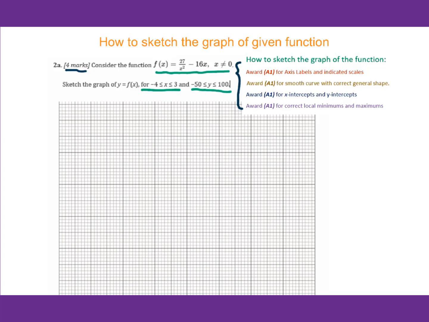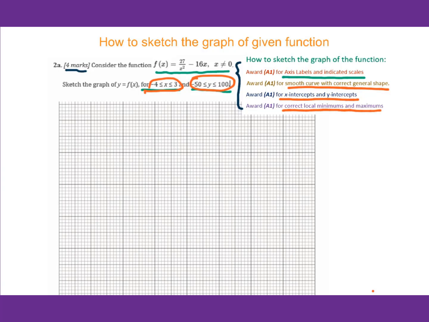One mark is given to the axis labels and indicated scales. They give you the scale over here. One mark for a smooth curve with the correct general shape. One mark for x-intercepts and y-intercepts. One mark for correct local maximums and minimums.